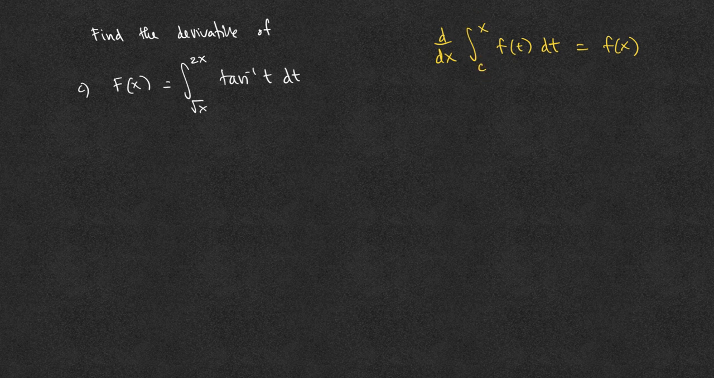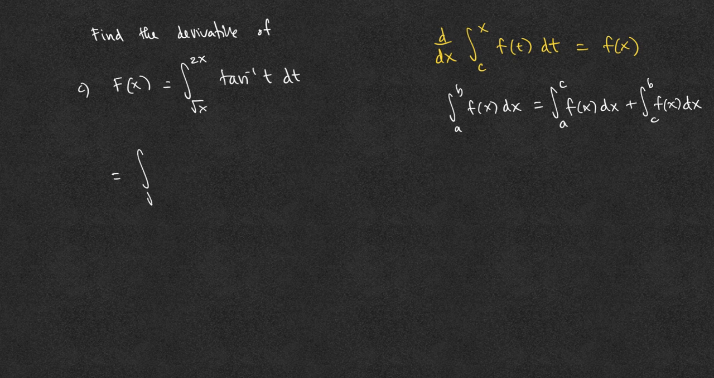We see that the given expression is not exactly in this form, but using the property of the definite integral, the integral from a to b of f of x dx is the integral from a to c, with c between a and b, of f of x dx plus the integral from c to b of f of x dx. And so we can rewrite this. We can use any constant c between the square root of x and 2x. And so we will use 0.